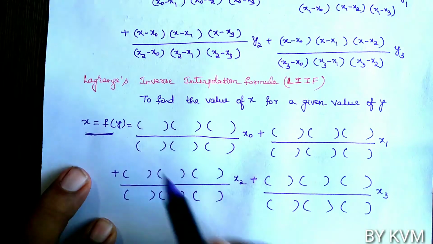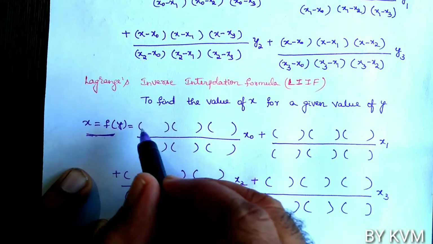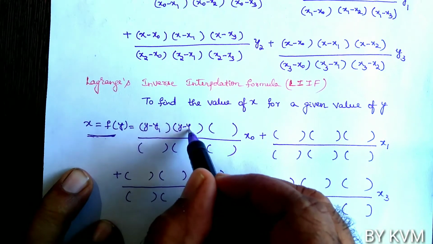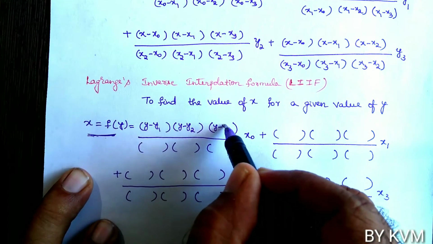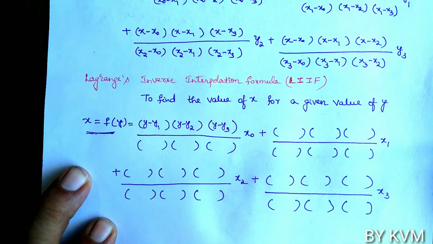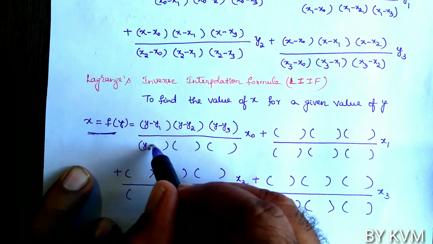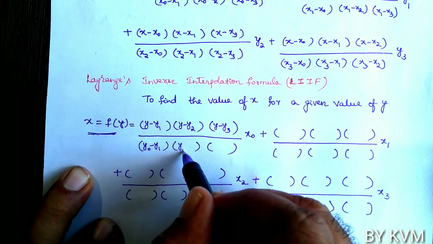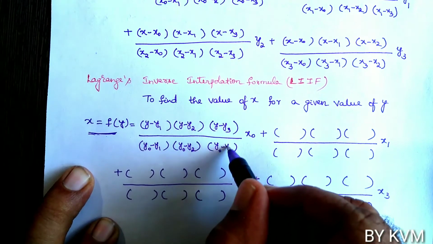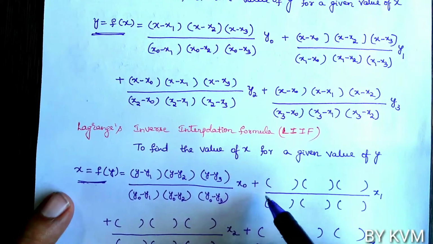So now here the formula is, in the numerator exclude y0. So y minus y1, y minus y2, y minus y3. So in the denominator, in place of y take y0. So y0 minus y1, y0 minus y2, y0 minus y3 multiply x0, plus second term.